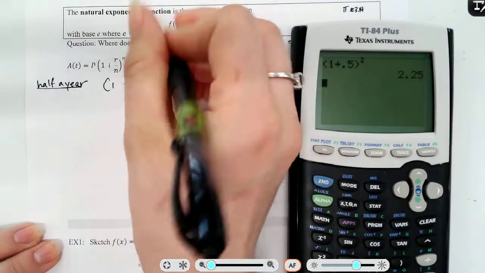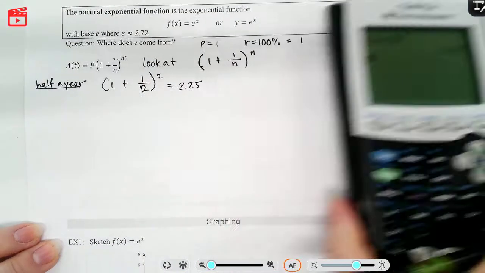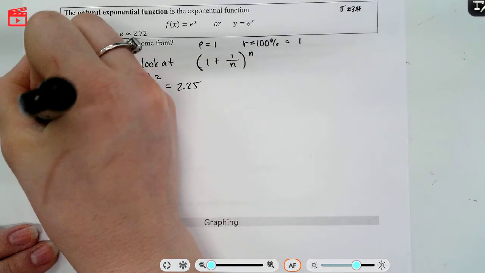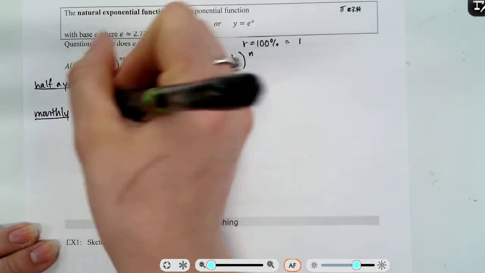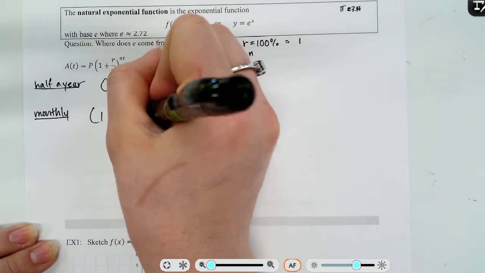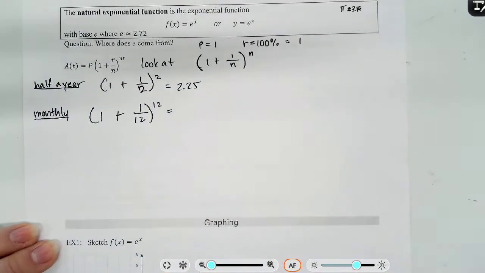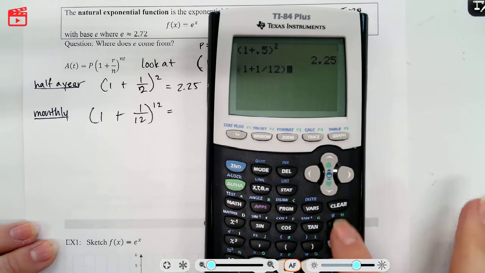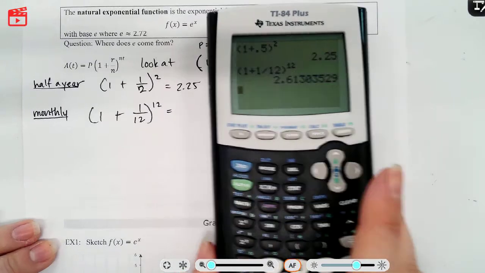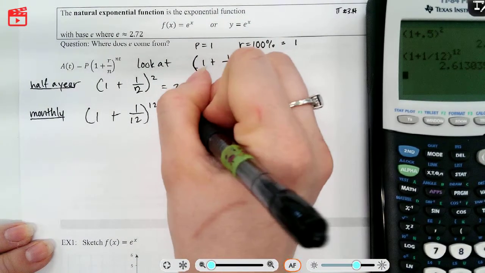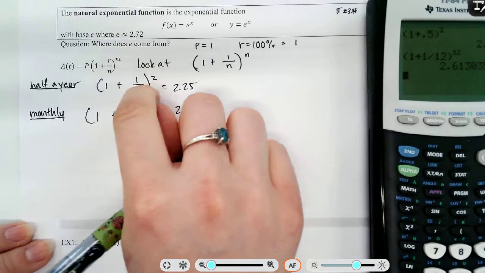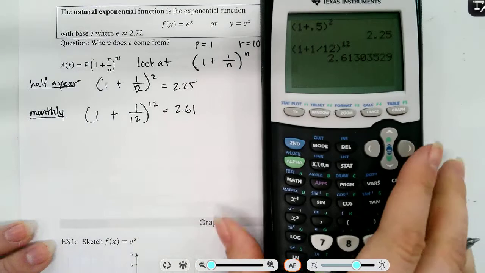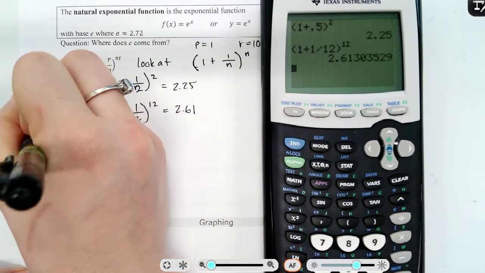Interesting. Not really, not yet. Okay, so that was half a year. How about something that doubles monthly? What value would we get? Monthly is going to be 12. Plugging that in. Oh, interesting, 2.61. So we went from twice a year to monthly, and it only went up a few decimal values.